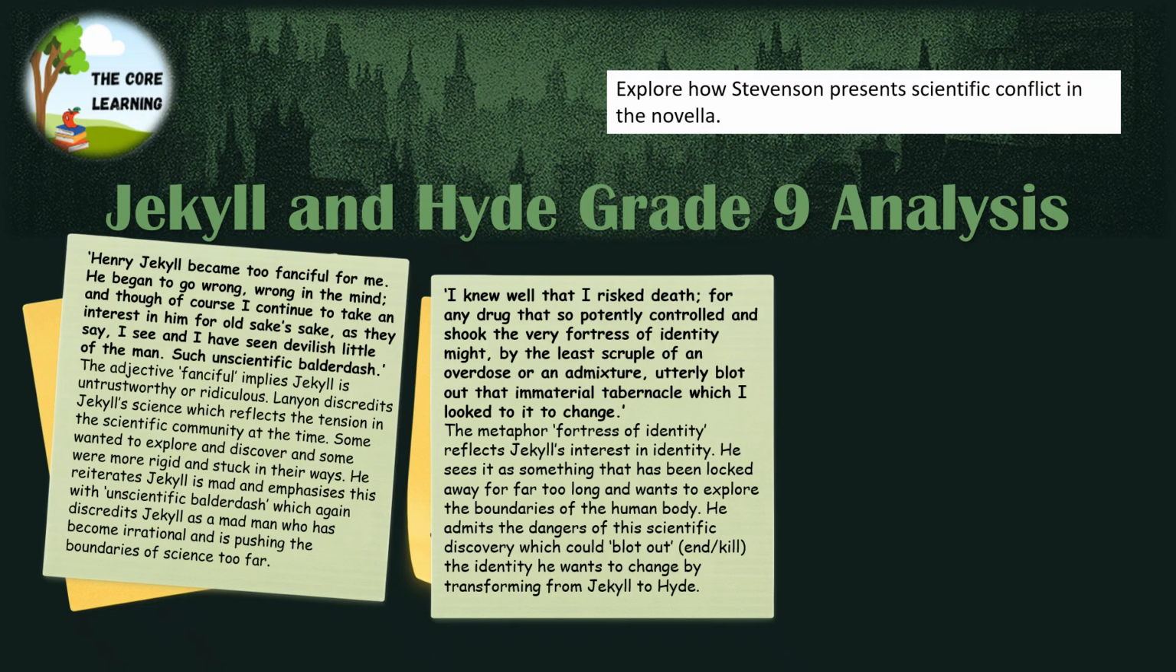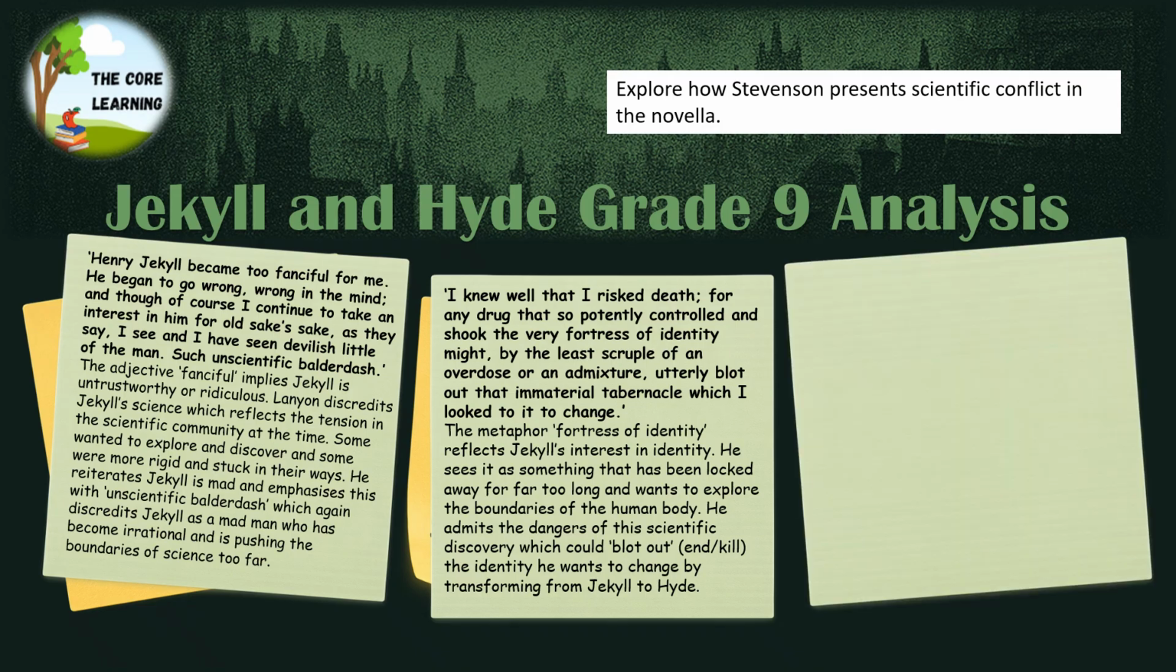And the metaphor fortress of identity is also important, and it reflects Jekyll's interest in identity. So it's something that's been locked away for a really long time. And he admits that this is a danger. This is a scientific danger. And this dangerous thing does eventually lead to his downfall, but it also eventually leads to Lanyon's downfall. So it's an interesting one to present their conflict, their scientific conflict, because Jekyll has done something that has caused the downfall of both him and his friend due to their different scientific beliefs and also due to Jekyll's scientific ambition.